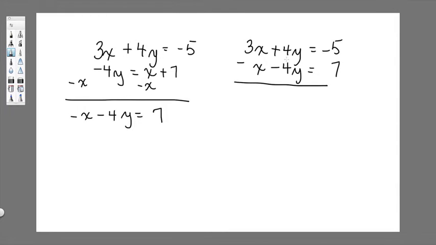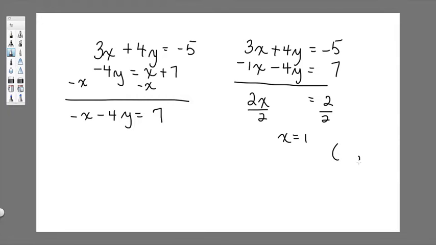Notice that the y's again are inverses, so they're going to cancel out. And remember, this is a 1 here. So 3x and a negative 1x give me 2x. Negative 5 plus 7 is 2. Divide both sides by 2. So I get x equals 1.